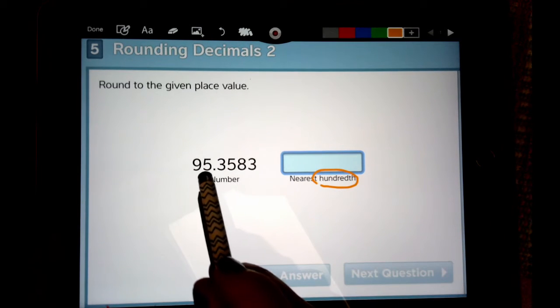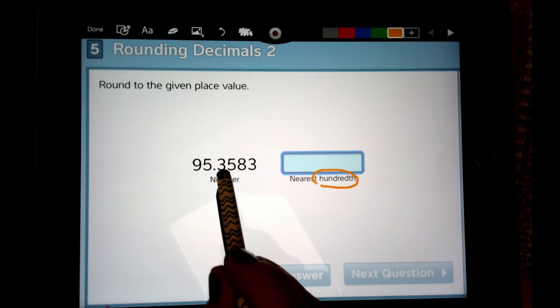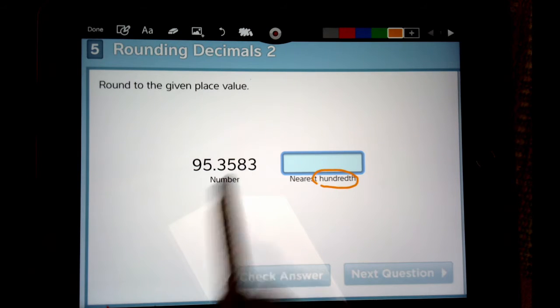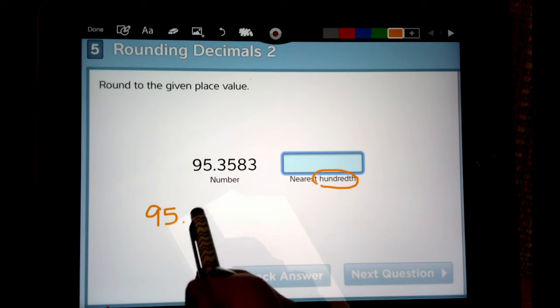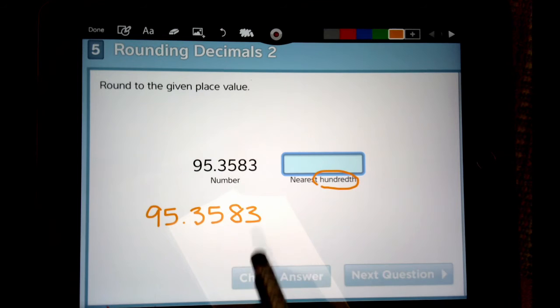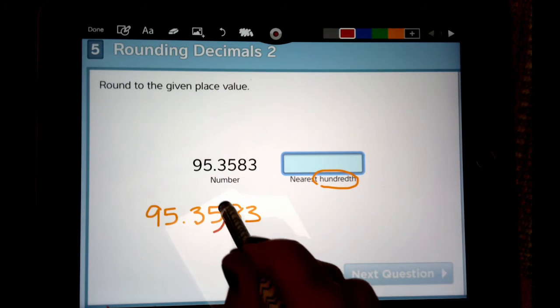So after our ones place, we have a decimal. Next we have a 3, which is in our tenths place, a 5, which is in the hundredths place, and the 8, which is in the thousandths place. Some of you may need to write this down on a sheet of paper or on a whiteboard so that you can do this visually. So in this case, I'm going to circle the 5 in the hundredths place.